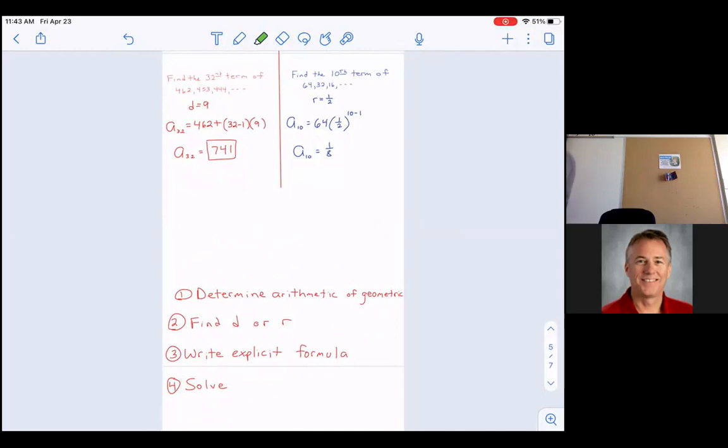All right, do you guys have any questions on either of those? Okay, we're just trying to categorize this and organize it a little bit better for us here.